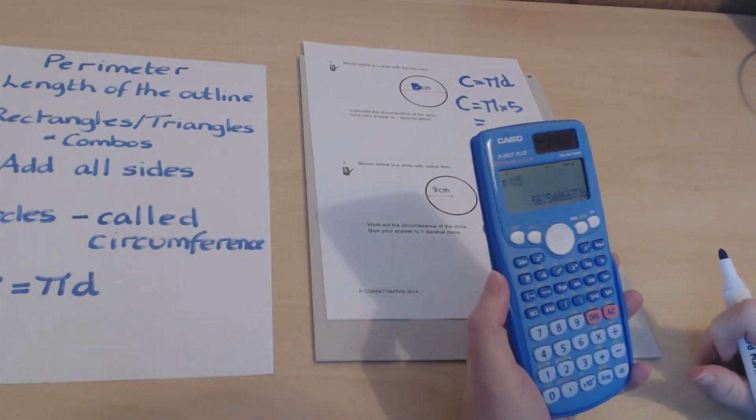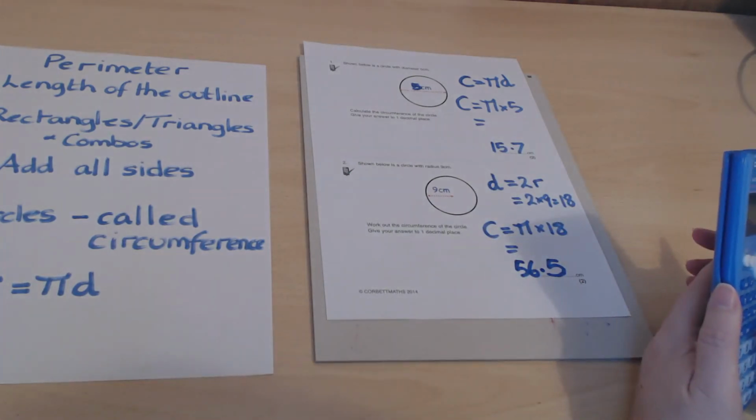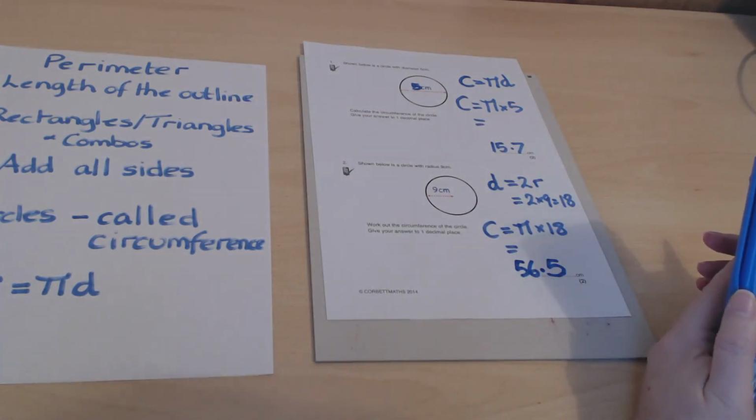So that's the perimeter of rectangles, triangles, combinations thereof, and circles.